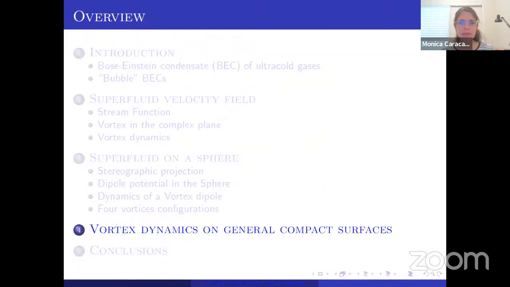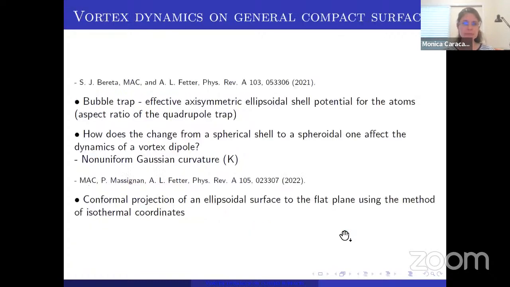Well, I just finished the part on the spherical surface. Now I would like to talk about the last topic, vortex dynamics on general compact surfaces. Okay, all this that I already explained was a result of this work here, two years ago, 2020. Already in this work, I already told you that the bubble trap is not spherical.